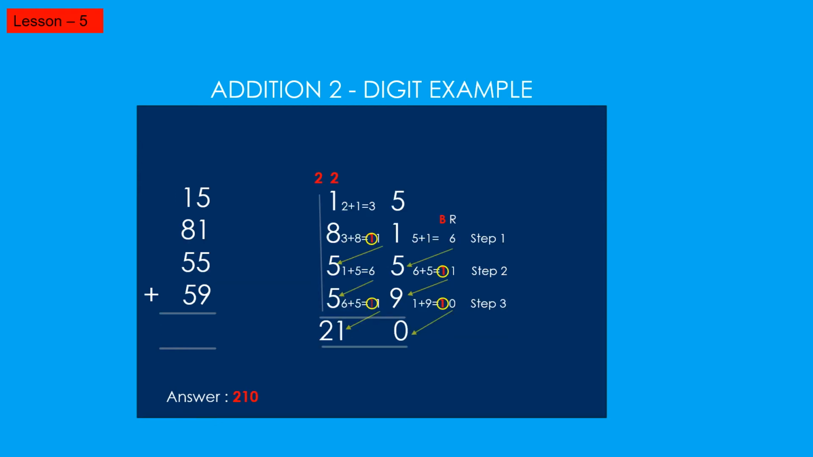We will take another example where you have to add 15 plus 81 plus 55 plus 59. So you write the numbers in a vertical manner from top to bottom and then you start adding from the topmost number at the unit column. So 5 plus 1 is 6 and then 6 is added to the next number 5. 6 plus 5 is 11.